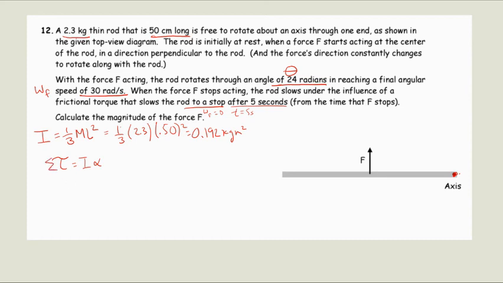Well, the sum of my torque, I have two things. We've already been told that there's friction acting in this system. And then we also are looking at the torque applied by the force. So we have the torque of our force minus the torque of friction is equal to I alpha. And this is my speeding up process.